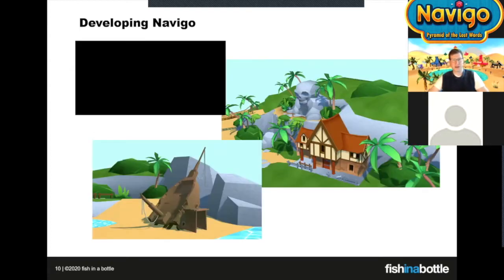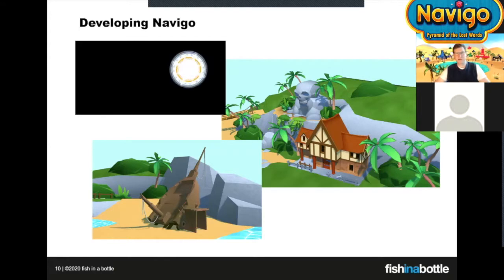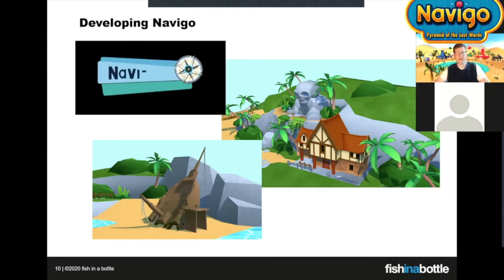Originally, at the very start of development, we planned for Navigo to be set on a desert island rather than the pyramid that you'll be familiar with if you've played the game. And here are some early images of how that island might have looked. And an early version of the Navigo logo where it wasn't the pyramid of the lost words, it was the island of the lost words.